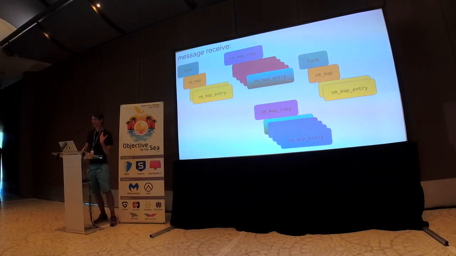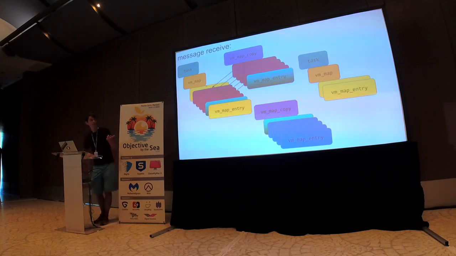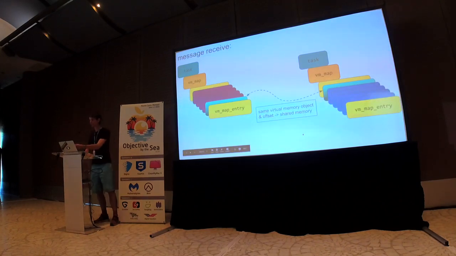So then let's just quickly look at what is going to happen when these two messages are received. The first message here will be received by the task on the left. All of these VM map entries will get slotted somewhere into this virtual address space of the task on the left. And the task on the right will map this VM map copy into its address space, and they will go in there. And now these tasks have a VM map entry with the same contents, which is fine. What it means is you have shared memory.